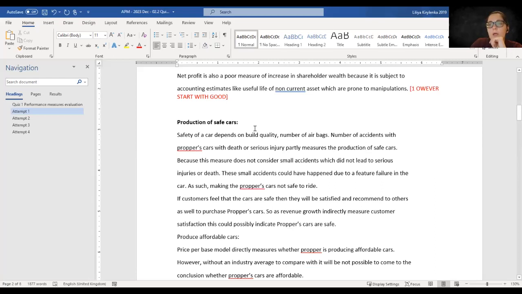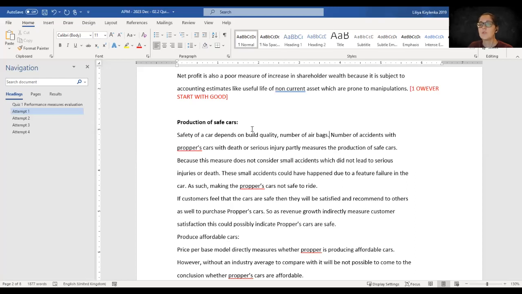Well, maybe number of airbags is not the only thing that makes cars safe. Maybe there is some electronic assistance that helps drivers not to get into accidents, you know, like, for example, this ABS system that helps you not to slide when it's an icy road. So it's not only about airbags, it's just your general assumption. You need to look at the scenario. If it wasn't scenario, then it would be okay.